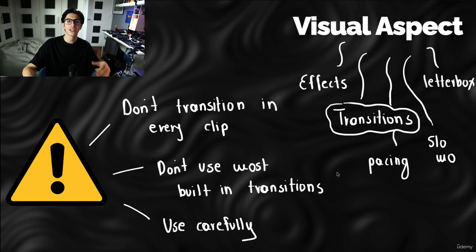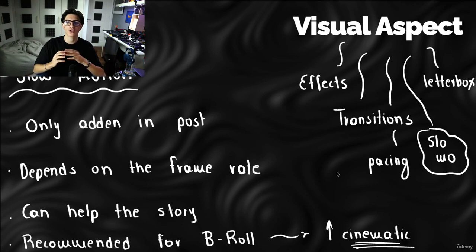Now that we're done with the transitions, it is time to move to the next category of our visual aspects, which is slow motion. Now, we had, again, a separate lesson on slow motion and frame rates. Know that slow motion can only be added in post-production. We obviously can't slow footage down as we shoot. We can just adjust our frame rate. So obviously, as we said here, slow motion depends on the frame rate at which you've shot this video.